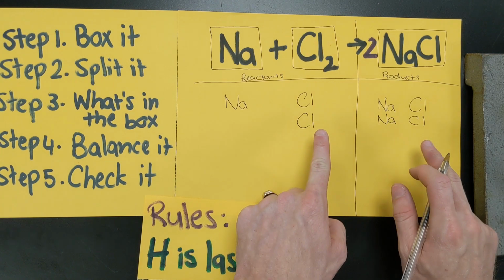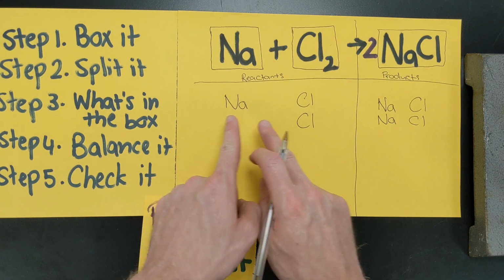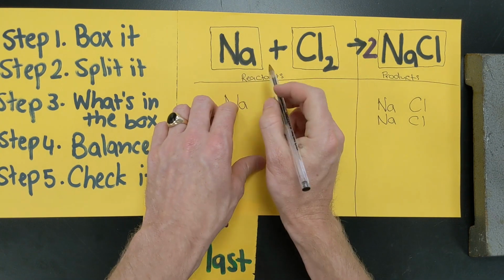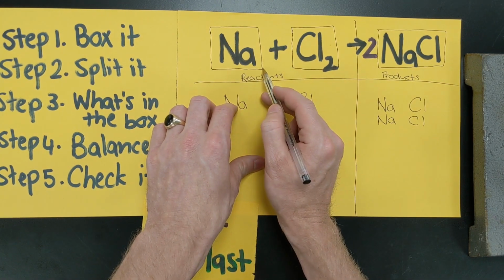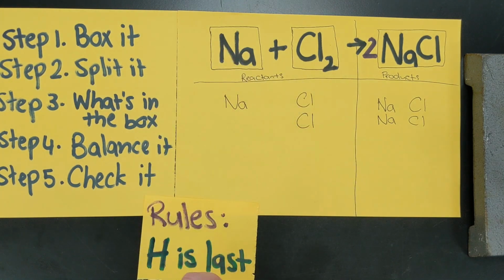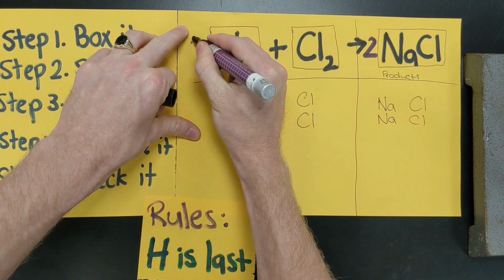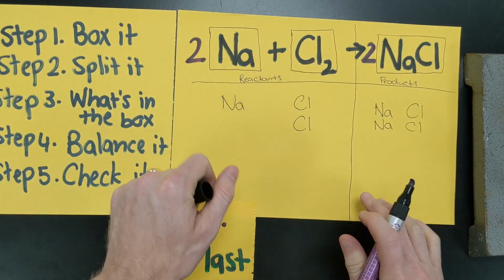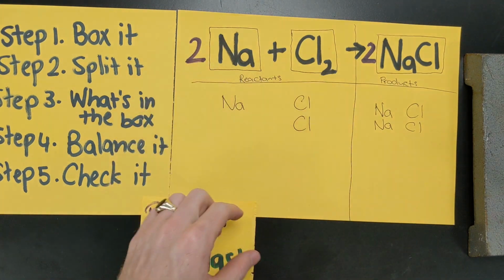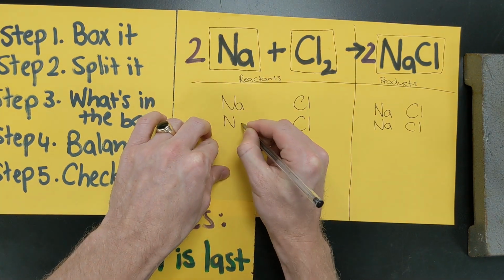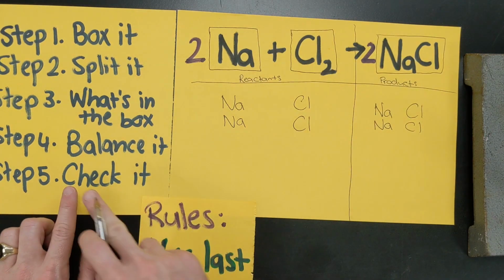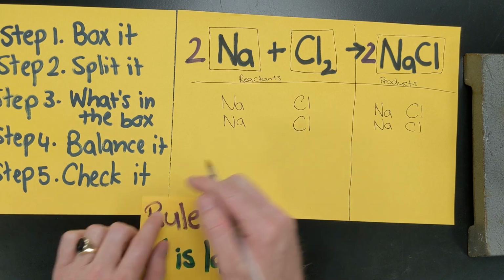Now my chlorines match up, but if we look, oh, I've got 1 sodium on this side, 2 on that side. I need to change this number on this side. Now remember, I cannot change what's in the box, which means I can only put a number outside the box, which means I'm going to put a 2 outside this box, because now it says I've got 2 times whatever's in the box, which means I now have 2 sodiums. If I'm checking this, I can go very simply down to my next part, check it.